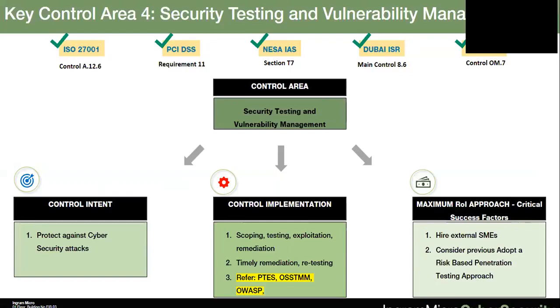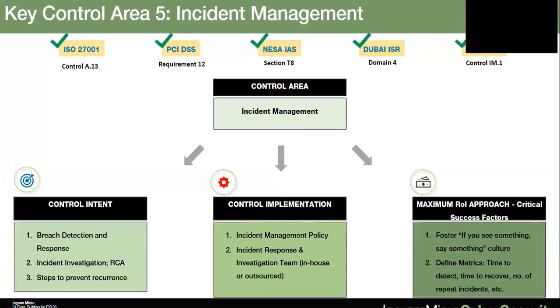So the fifth key control area would be incident management. When we say incident management, what does that actually mean? We need to have a mechanism in place to detect, investigate, prioritize, contain, and recover from any kind of cyber or information security incident. As we can see, incident management can also be found across all these security standards.